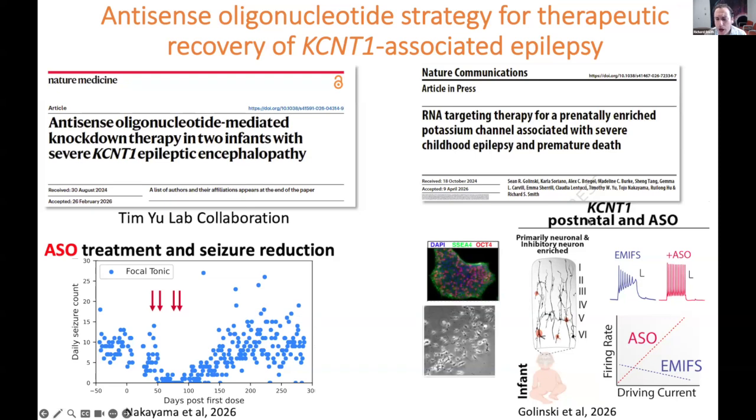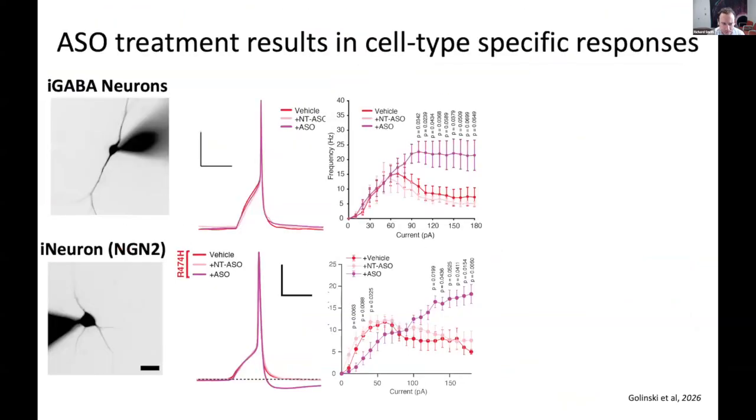So the paper I'll be discussing, as I mentioned, is largely based in stem cells and various in vitro culture models. With patient-derived stem cells, we were able to identify cell types in the early developing brain as well as the postnatal brain, where we can look at what cells are expressing KCNT1, including the inhibitory populations. And then if we apply this ASO, we're able to differentially modulate excitatory versus inhibitory neurons.